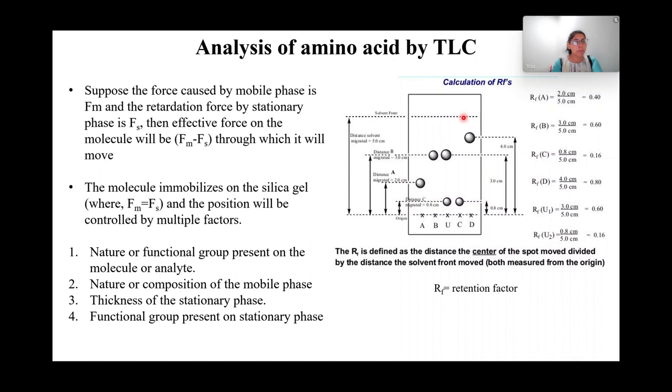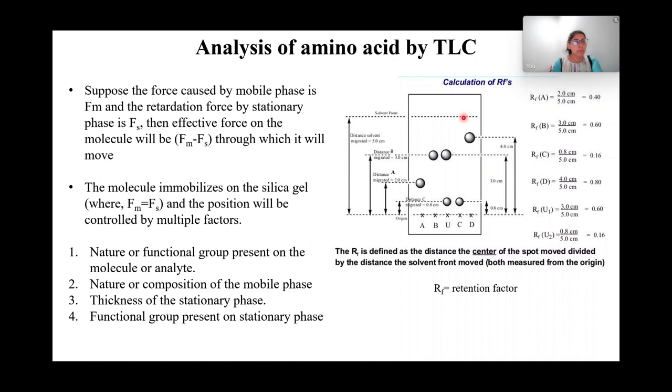And then you calculate the distance moved by the sample from the center of the spot, divided by the distance traveled by the solvent. So for example, A here. Let's consider the solvent distance to be 5, and let's start with A. A has moved this much distance, and this is 2. So the retention factor for this spot here will be 2 by 5, which is 0.4. Similarly for B, which has moved 3, it will be 0.6. For C, it will be 0.8 by 5, and for D, it will be 4 by 5.